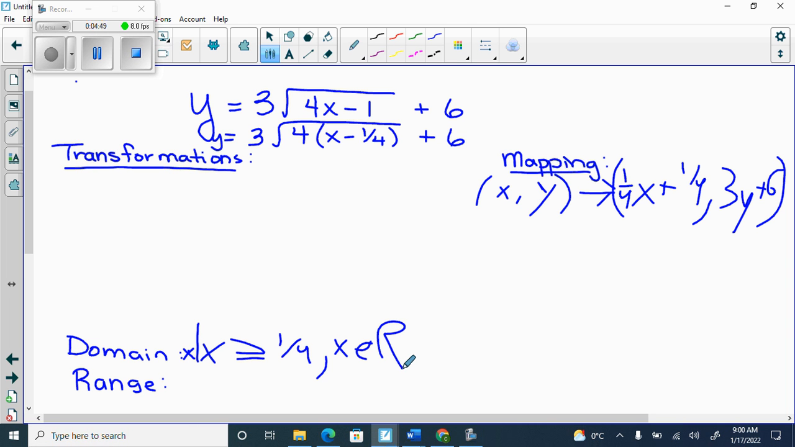Does anybody know the range? Shane. y such that y is greater than or equal to 6, with the squiggly brackets.